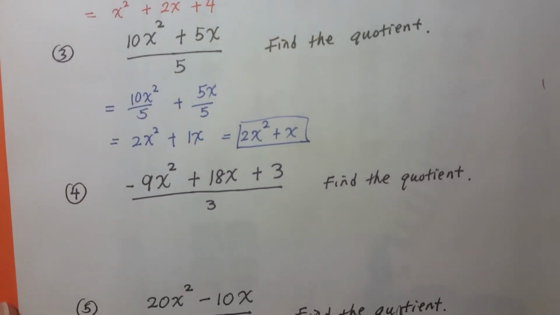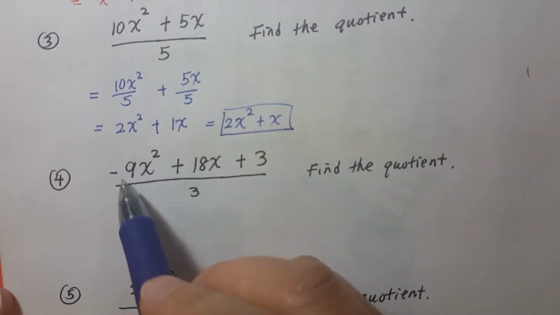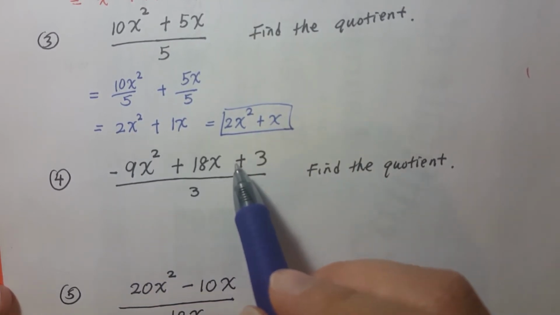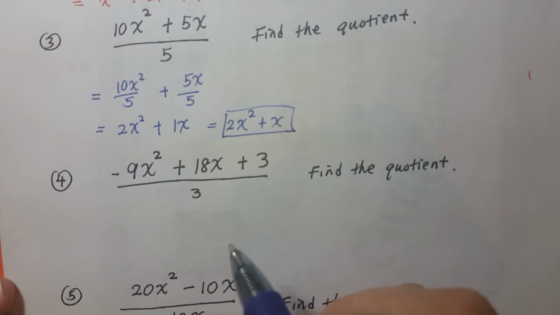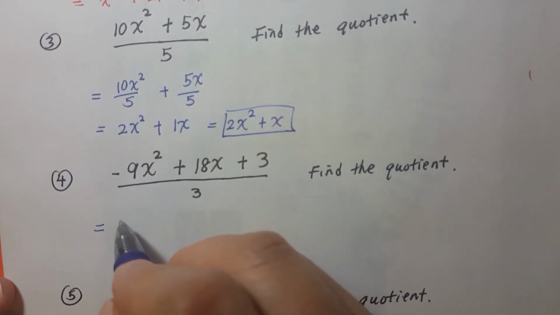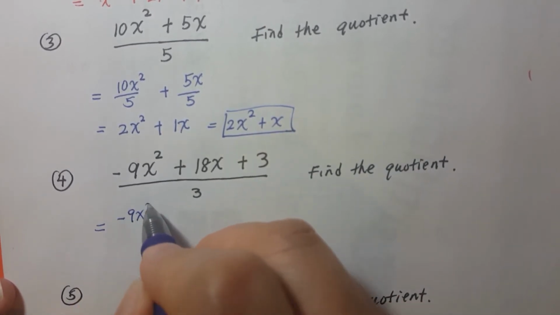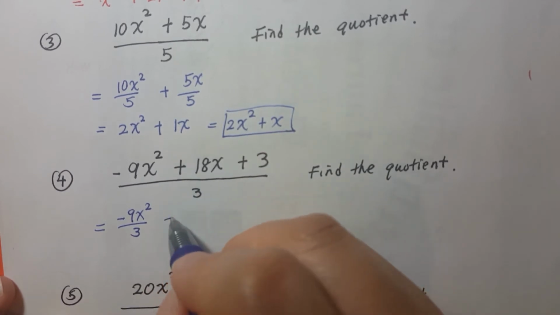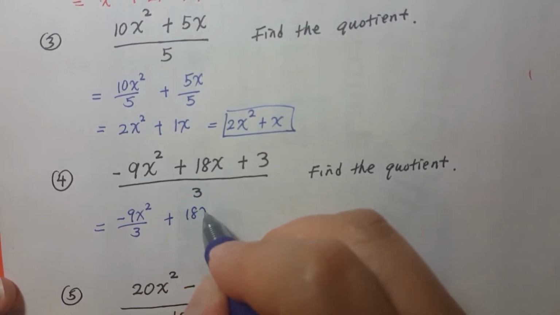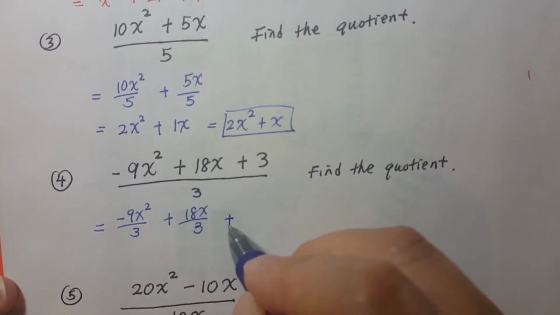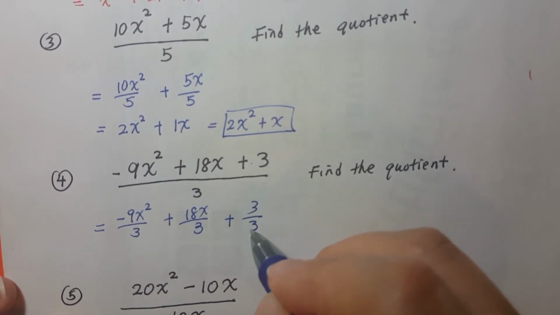Now let's take a look at number 4. Negative 9x squared plus 18x plus 3 divided by 3. So now we are going to rewrite into negative 9x squared divided by 3. In the middle is plus, so we do 18x over 3. In the middle is plus, so 3 over 3.